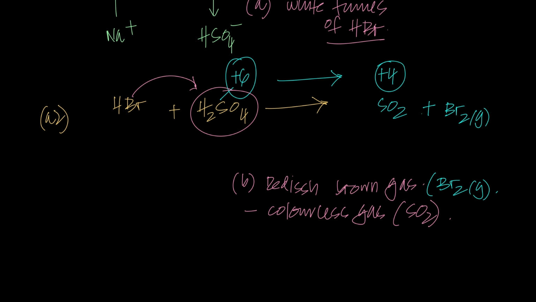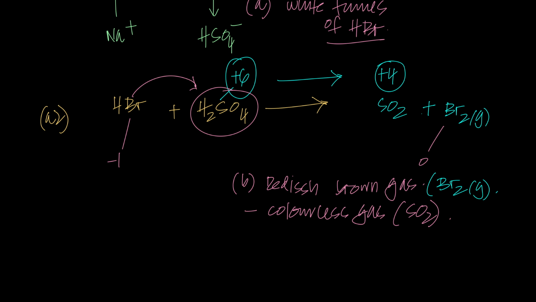And how did you see it? It went from +6 to +4 right here. And this Br right here was -1 oxidation number. It went from -1 to 0. So concentrated sulfuric acid was strong enough to oxidize the Br in HBr, obviously.